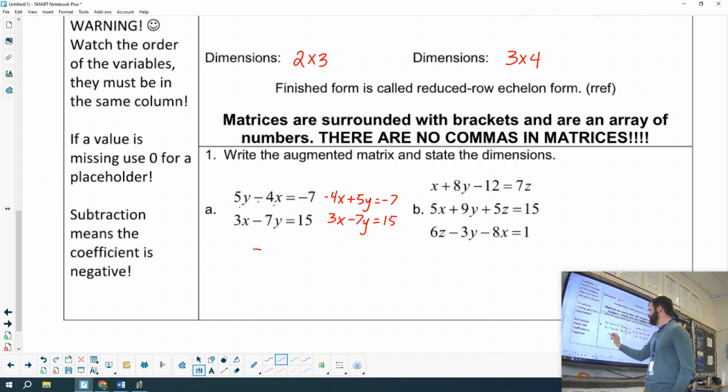So then I can write my matrix for this, okay? Remember, we're going to have an x column, a y column, and a whole number column, right?